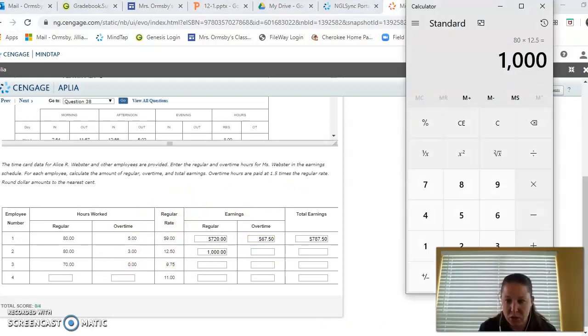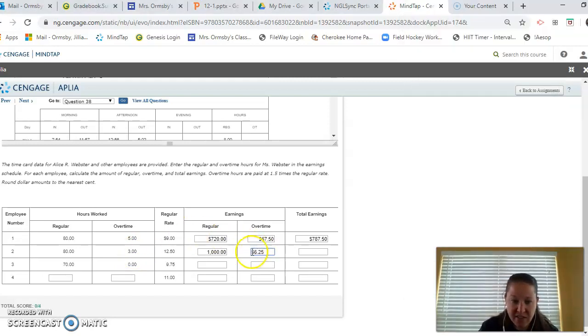And then we have to figure out the overtime earnings. So to do that, it's 2 steps. Again, we're just taking $12.50 and we're multiplying that by 1.5. That's the overtime rate of $18.75. We multiply that by the overtime hours, so times 3, $56.25. And then we just add the regular earnings and the overtime earnings to get the total earnings. So that would be $1,056.25.